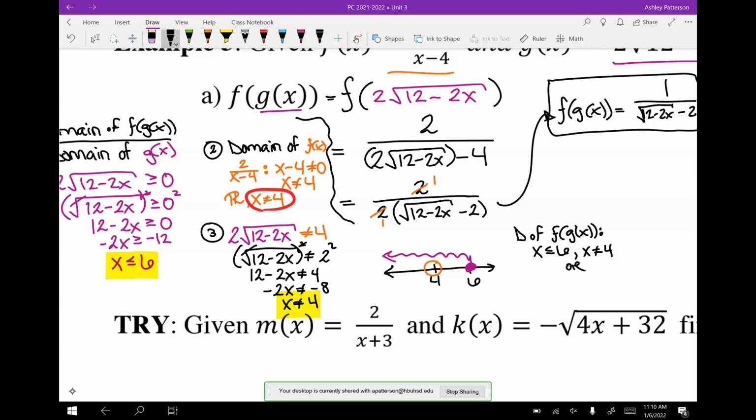Or, for those of us getting more comfortable with interval notation, working left to right, we're going to say that it goes from negative infinity to 4, non-inclusive. That is a restriction. We can't include it. Union, non-inclusive 4, inclusive 6.